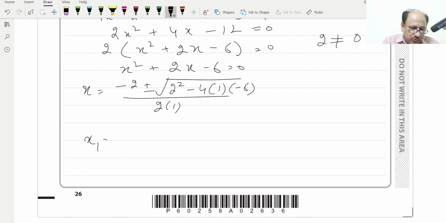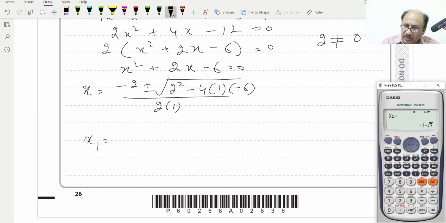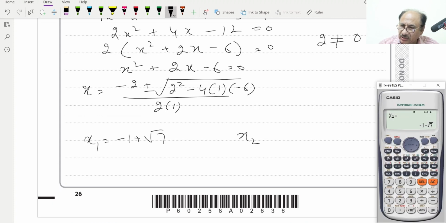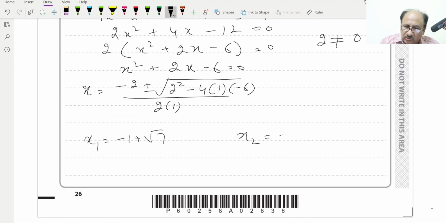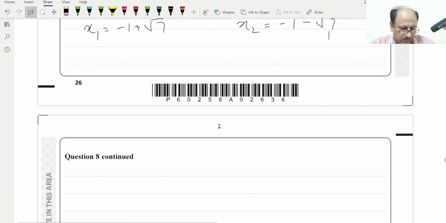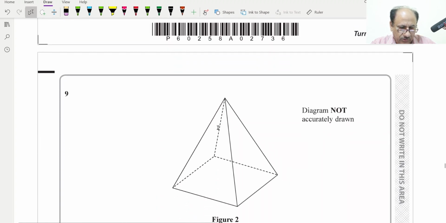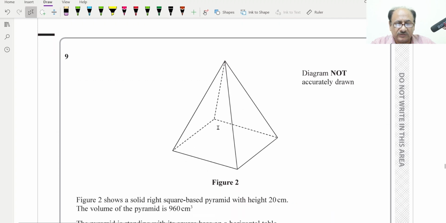You can write here x1 is equal to minus 1 plus under root 7, and x2 you can also check, that will be minus 1 minus under root 7. And this is basically the answer which we got for this question. Hopefully you understood this question well.